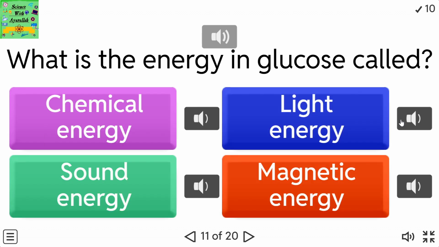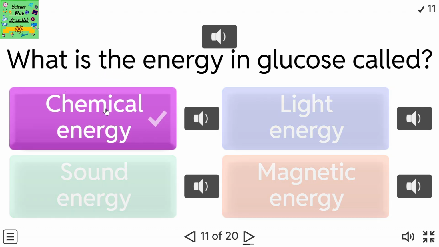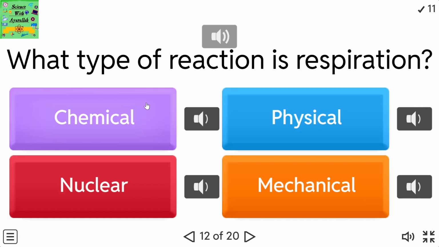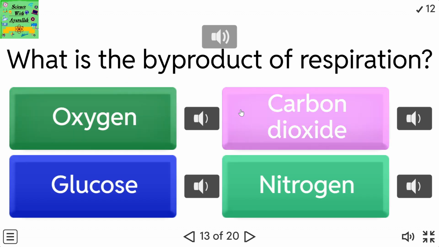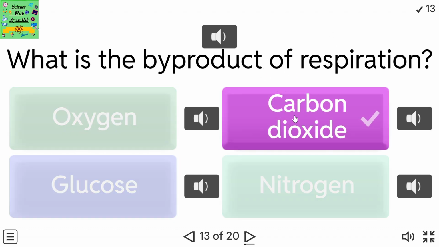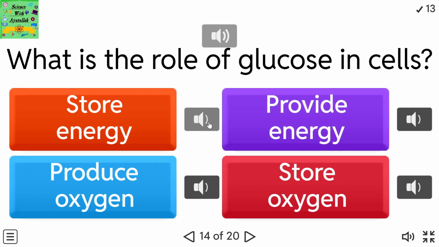What is the energy in glucose called? Chemical energy. What type of reaction is respiration? Chemical. What is the byproduct of respiration? Carbon dioxide. What is the role of glucose in cells? Provide energy.